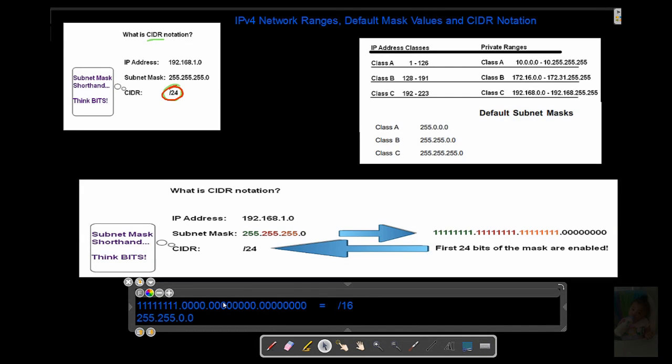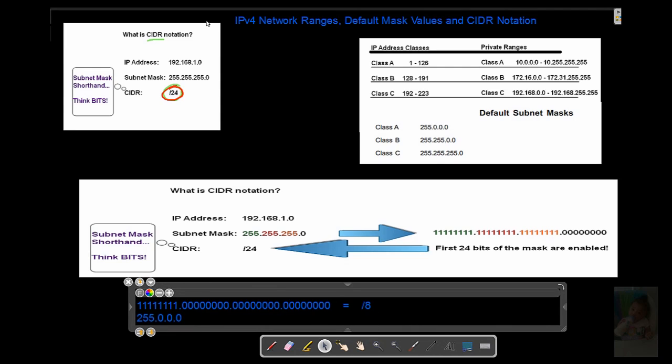1, 2, 3, 4, 5, 6, 7, 8. We are then dealing with 0, 0, 0. How many bits are on? The first 8 bits are on. That's all CIDR is. Very quick and simple. If you see a slash and a number, that tells you how many bits are enabled.